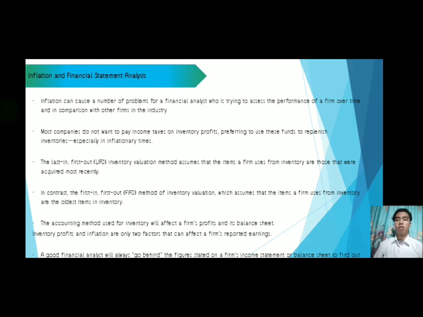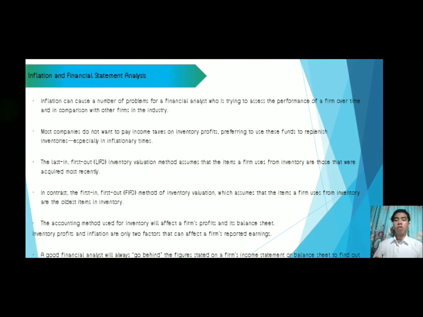Then the last in, first out, or LIFO, inventory valuation method assumes that the items a firm uses from inventory are those that were acquired most recently. Thus, they can be priced out of the inventory based on the most recent inventory acquisition cost. In contrast, the FIFO, or first in, first out method of inventory valuation, which assumes that the items a firm uses from inventory are the oldest items in the inventory, results in the firm having to show a higher profit and therefore pay higher income taxes.